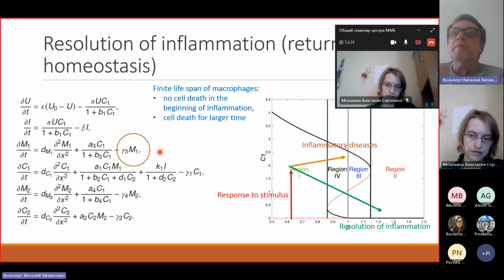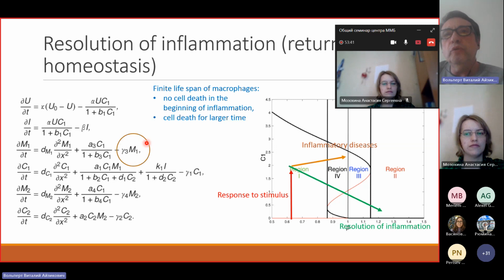But after some time, they begin to die. So there is a time delay, and we need to introduce this time delay in this particular term of the model. If we do that, then in the beginning the cells do not die, and we have the same model, but without cell death.